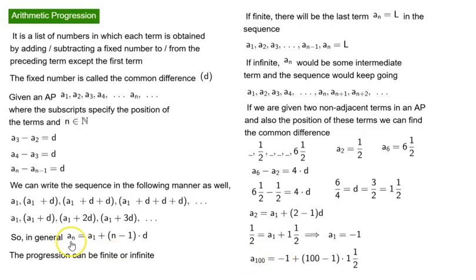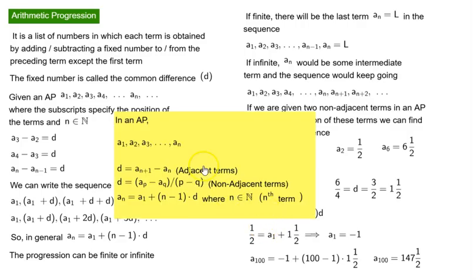So that means the 100th term, A sub 100, is equal to A sub 1, that is minus 1, plus 100 minus 1 times 1.5. And if we evaluate that, we get A sub 100 is equal to 147.5.